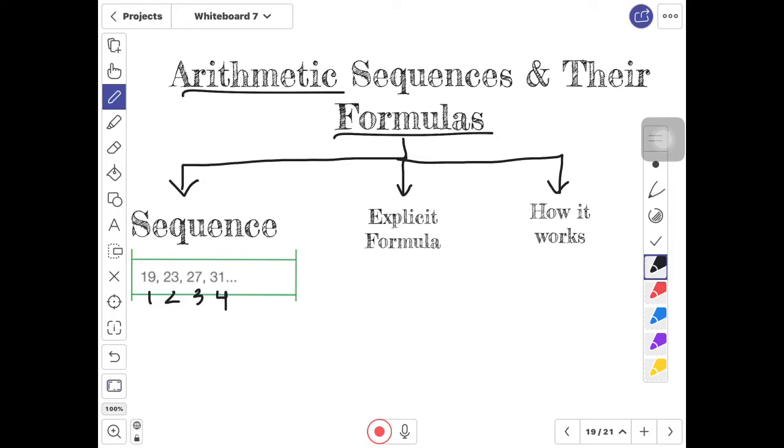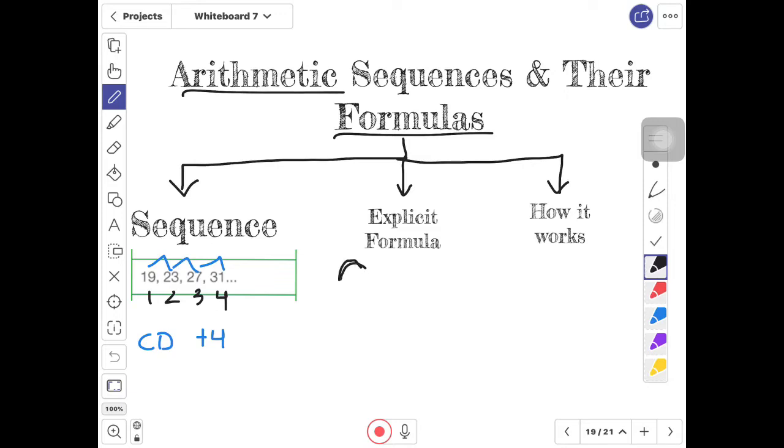Second thing, we need to find out what the common difference is for this sequence. In this case, how much is it going by? It seems like the common difference is +4. So we're going to be using that in our explicit formula. Now, third, is to begin the formula.